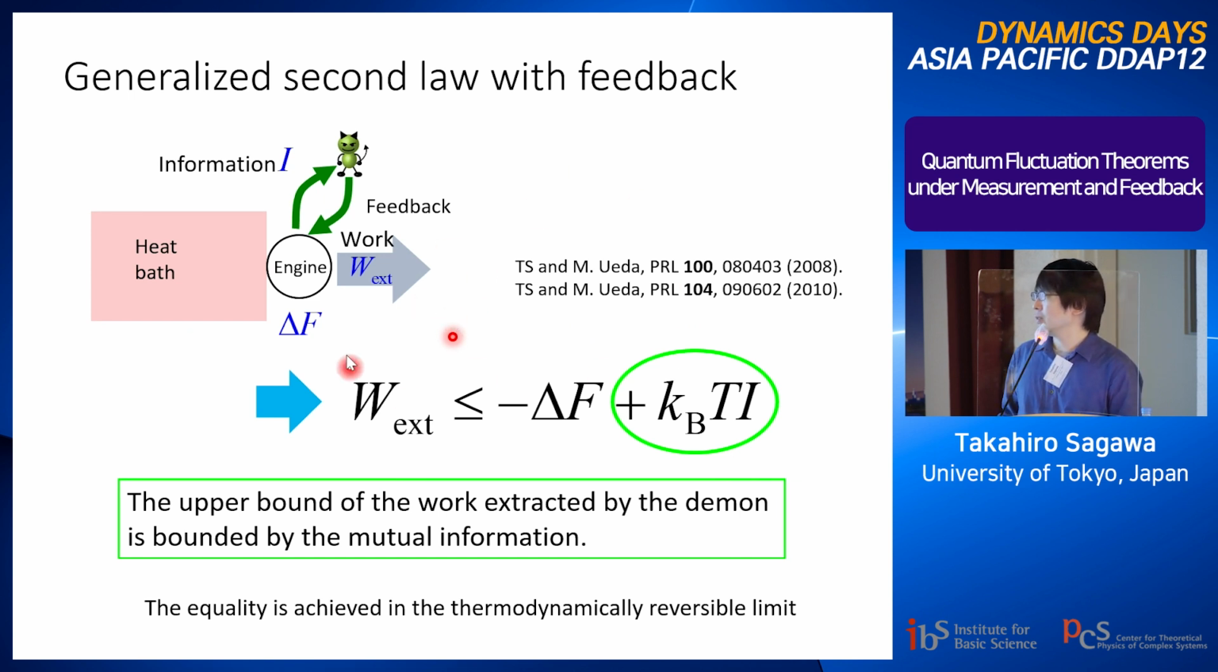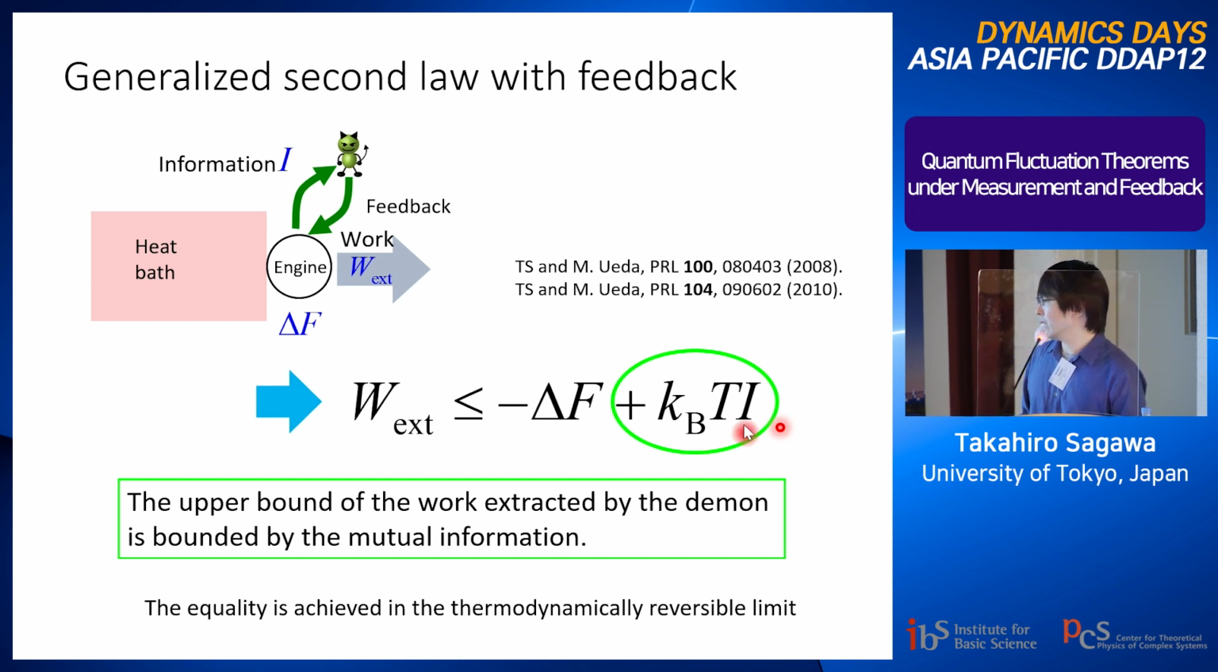One of the basic results of thermodynamics of information in the classical case is that the upper bound of the work that can be extracted from the engine in the presence of Maxwell's demon is given by the mutual information. Without Maxwell's demon, it is well known that the upper bound of the work is bounded by the free energy difference of the engine. But if there is a Maxwell's demon, you can extract more work than the conventional bound, and there is a new bound, and this new bound is exactly given by the mutual information.